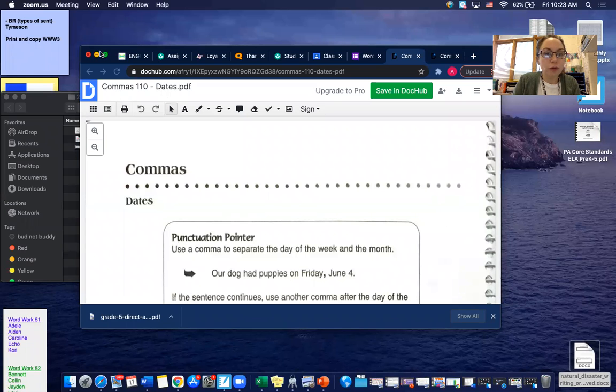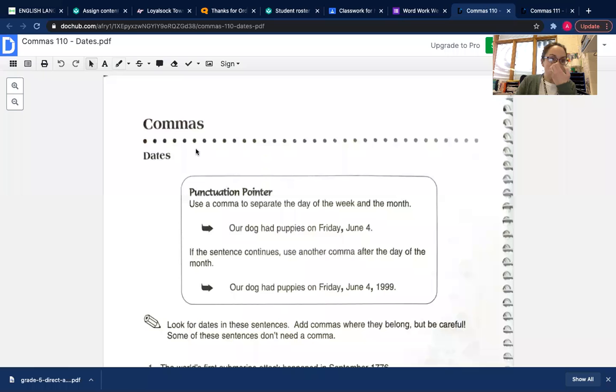Let me share my screen. I'll start to look at this worksheet with you all. Okay, so with Commas 110, again, we're continuing our work with commas between dates.